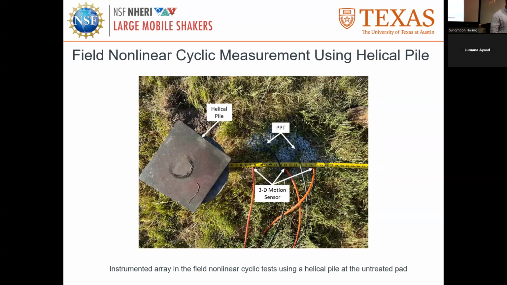So this is how it looked once we finished all the installation. We have three 3D motion sensors, and we have the PPT at the same depth of 2.9 meters, and then we have a pile.